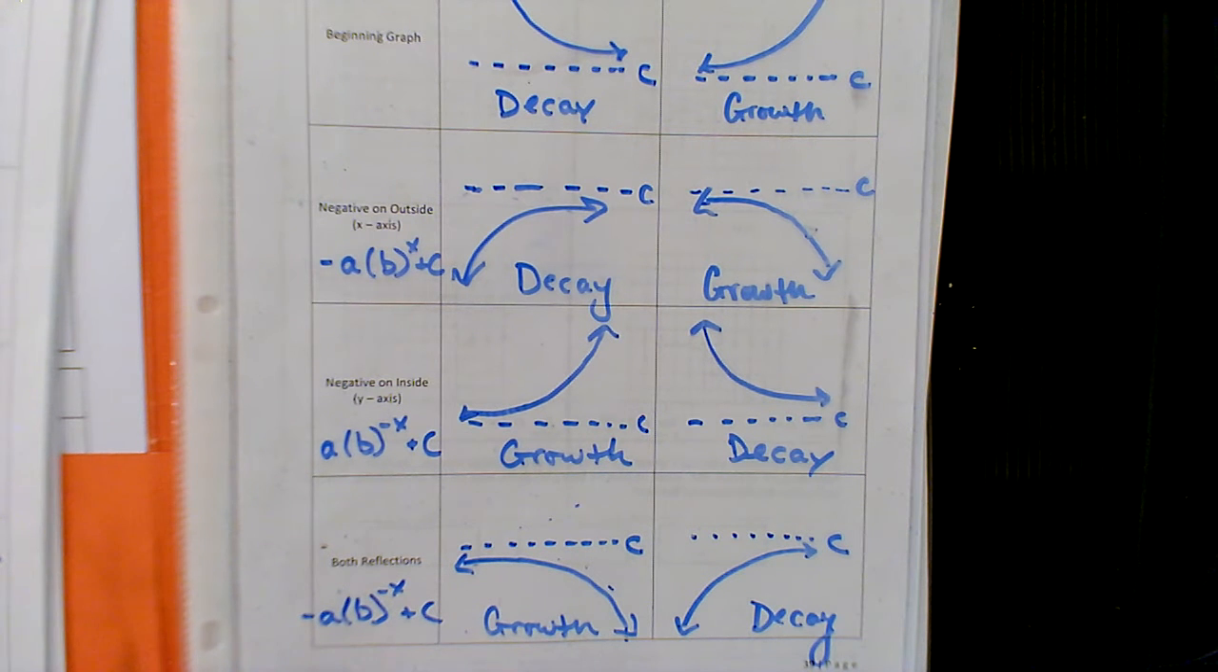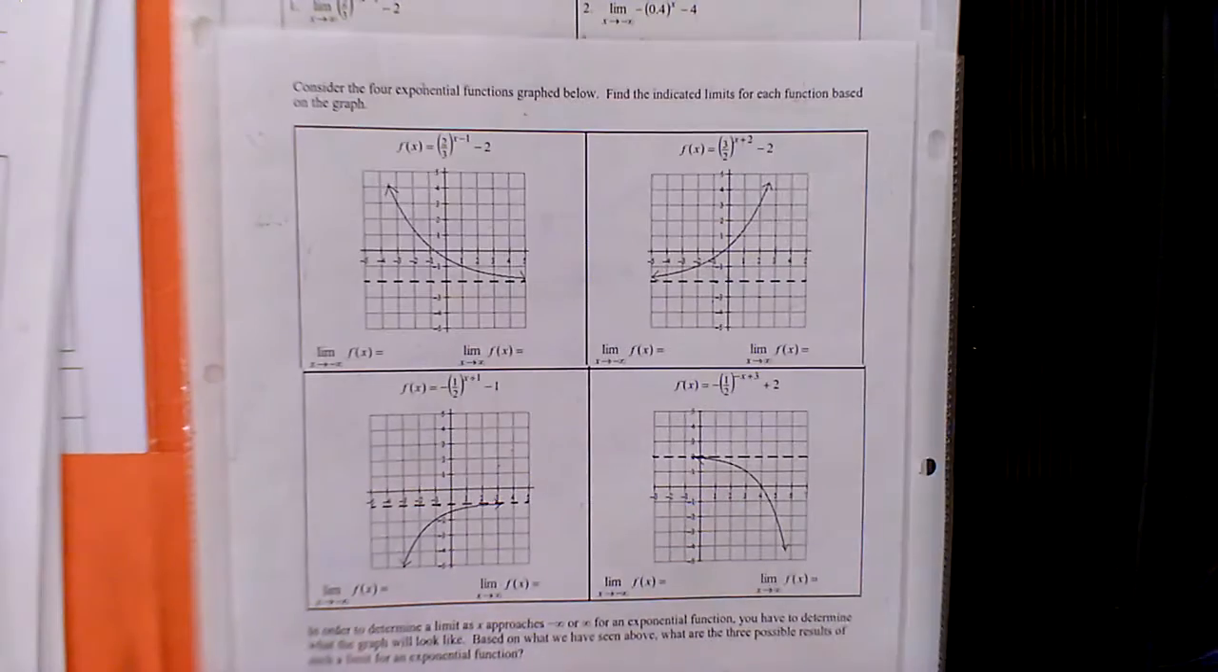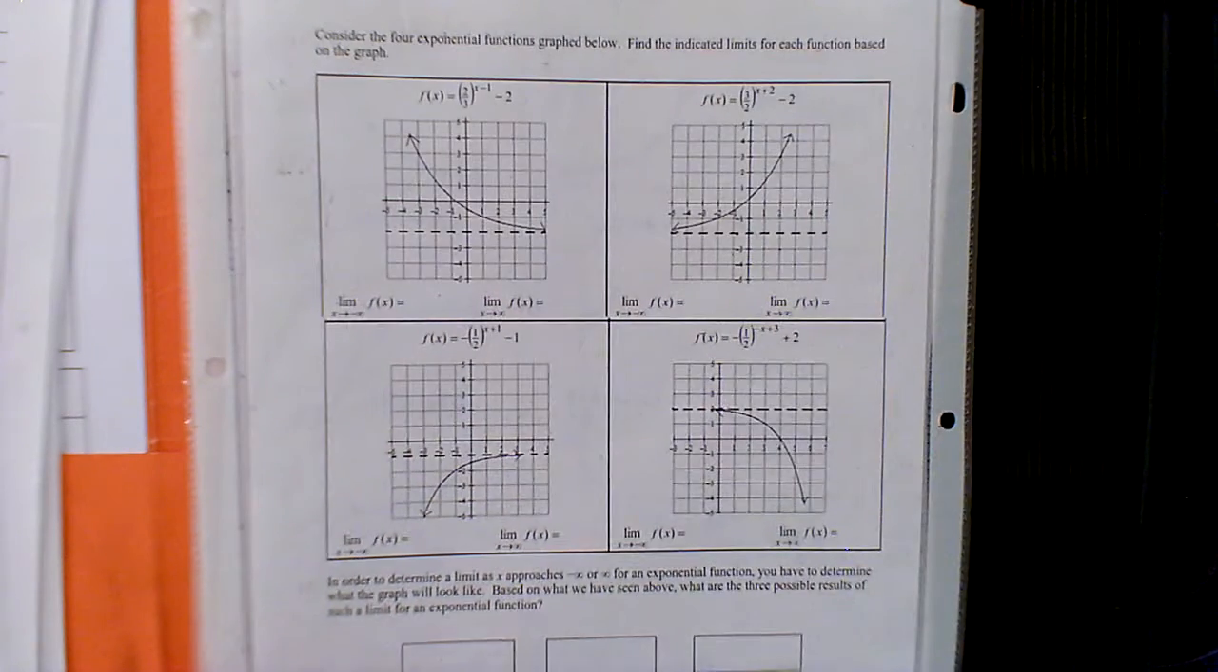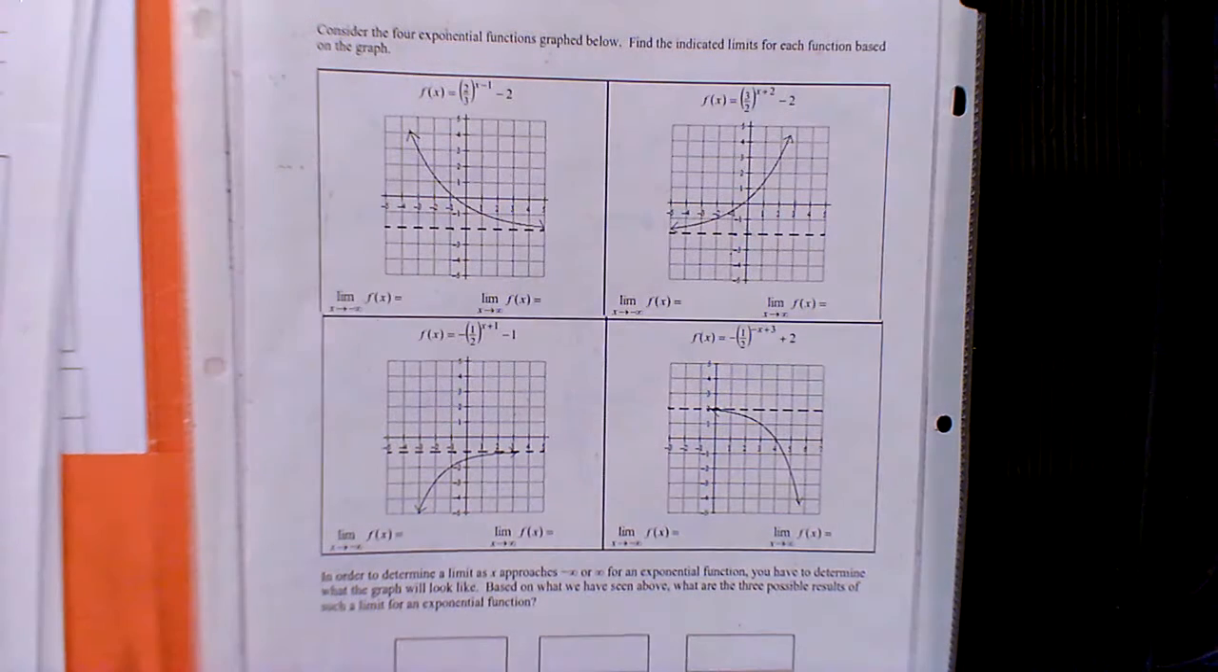So what we're going to do is, now that we're familiar with how these changes operate, these flips or negatives, we're going to use them to our advantage when it comes time to evaluate some limits. All right, so let's flip to the next page. Now, starting things off kind of easy, we're giving you the equation and the graph, so we can use whatever we need to help us evaluate these limits.